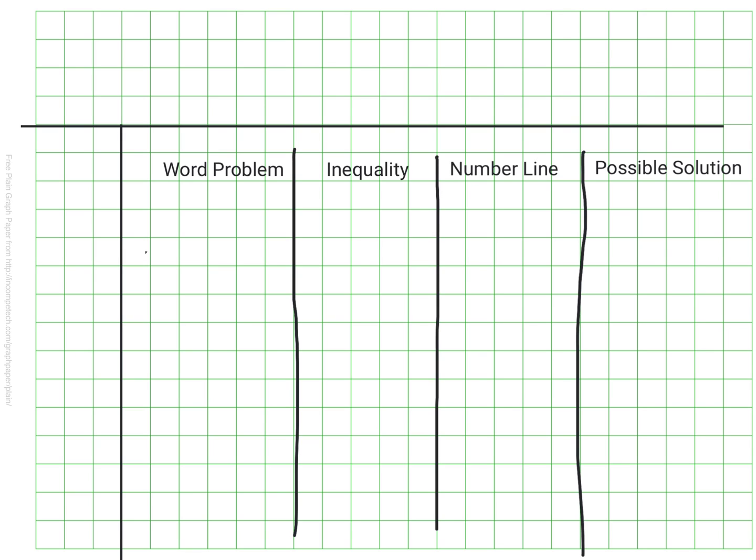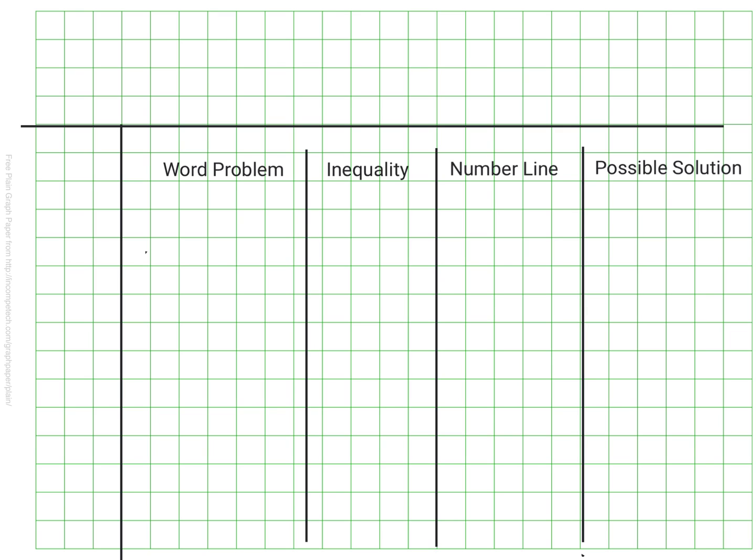We're going to end with just a couple quick little practice problems. So you can go ahead and make this quick table in your notebook. Shouldn't be too much. Just go ahead and write 4 columns. I'm going to give you the word version. We're going to write it as an inequality, draw it on a quick number line, and think about what a possible solution might be that satisfies the inequality.